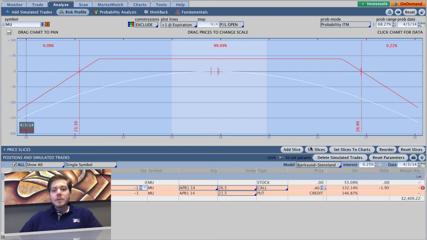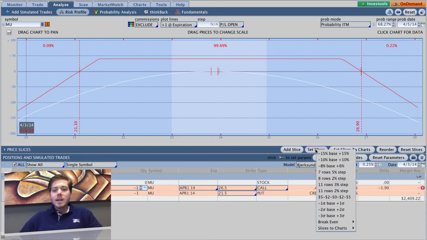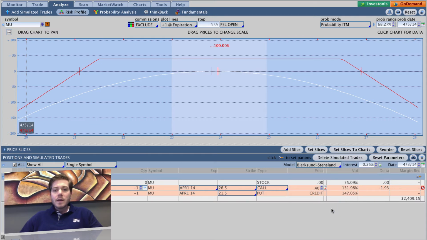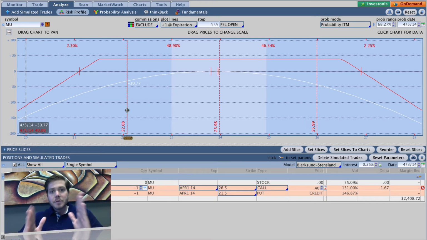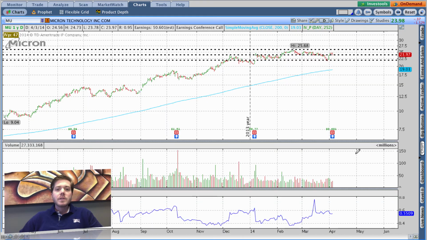A couple other things you might want to utilize this for. If you want to plot, say, a two standard deviation move on the chart, you can hit set slices to two standard deviation move. It's going to set your base, which is the current price, your upper two standard deviation move and lower two standard deviation move. Keep in mind these are pretty tight because these options expire tomorrow. We're looking at weeklies here, not regular duration based. Then you can go to set slices to chart, and it'll set all those slices on the chart for you. So you'll see your current price, your two standard deviation up and two standard deviation down. So that's another way you could utilize it in the future.